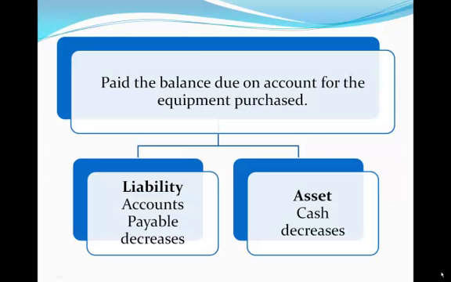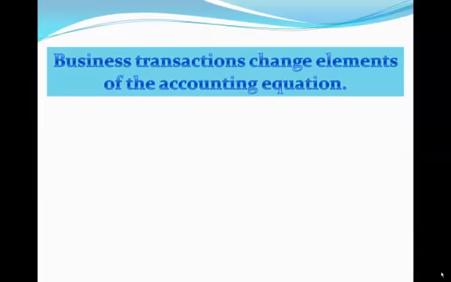This time, the company is going to pay off the liability it owes for the balance due on the equipment purchase. In order to do this, a check is written, decreasing the cash account. The liability is being paid off and therefore being reduced, since the company will no longer owe for the equipment.